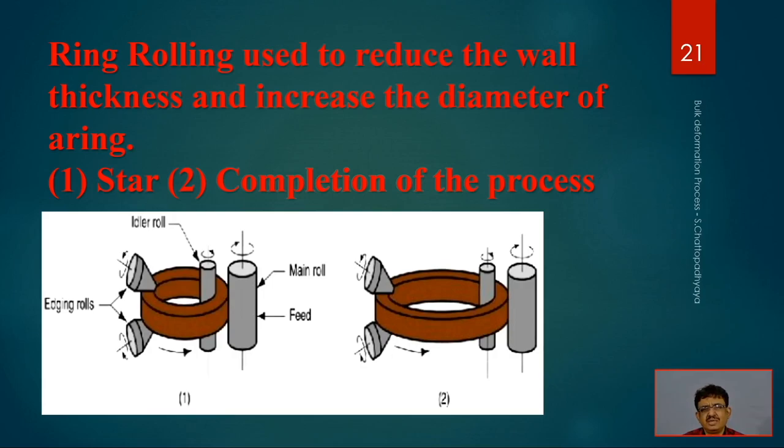So all sorts of things are associated with it. The left one is the initial process, and the right one is the final process. And that way, by pressing together, one can ensure the diameter and good quality of all those rings. And this activity is called ring rolling activity, some shape rolling activity.